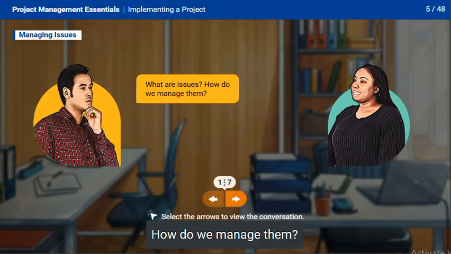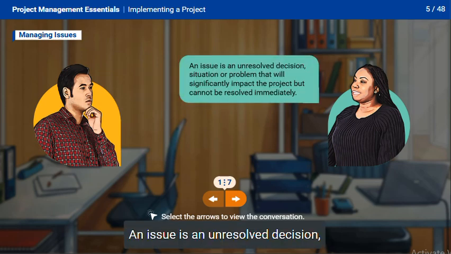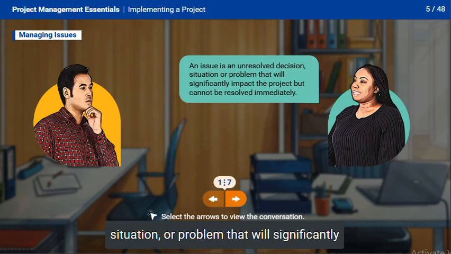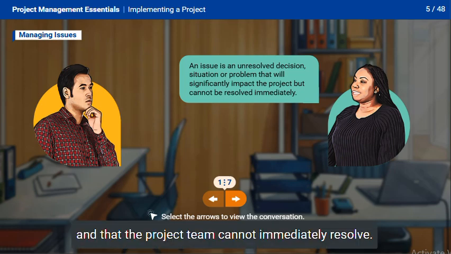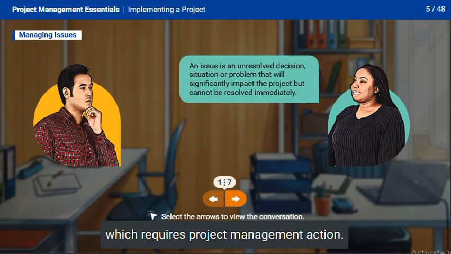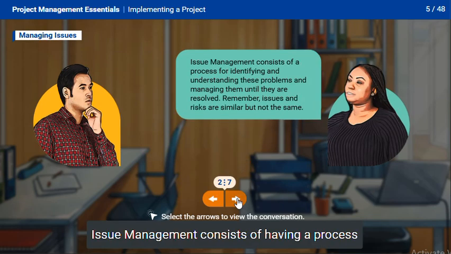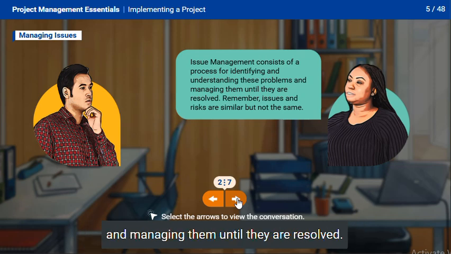What are issues? How do we manage them? An issue is an unresolved decision, situation, or problem that will significantly impact the project and that the project team cannot immediately resolve. An issue is a real problem which requires project management action. Issue management consists of having a process for identifying and understanding these problems and managing them until they are resolved.